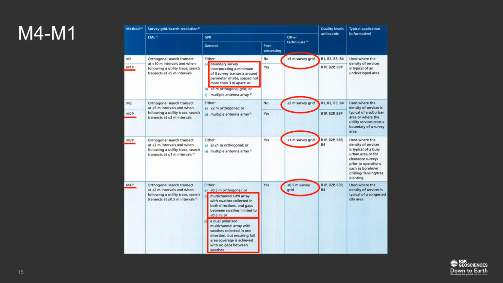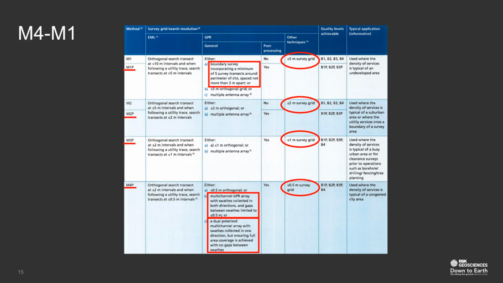And then there's also M4PC, which is the use of a dual polarized multi-channel array, which is slightly different to the multi-channel array from M4PB, as using this system removes the need to collect in 2 directions. Although the survey team can collect additional cross lines within this if the resolution of services is not deemed suitable enough. So quite a few options within this framework of methods in the end.